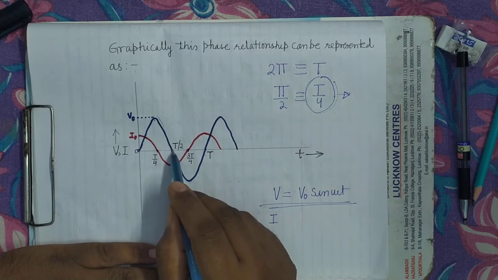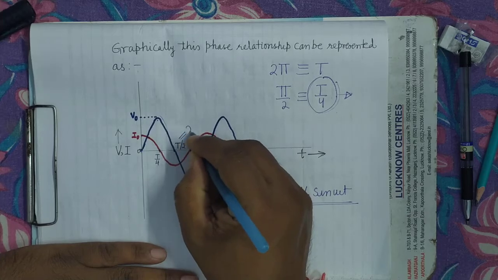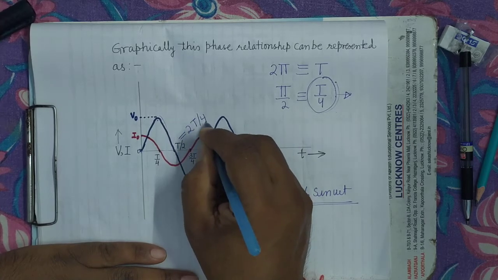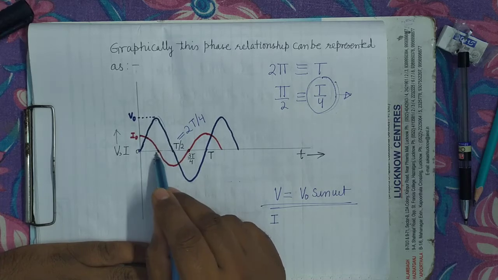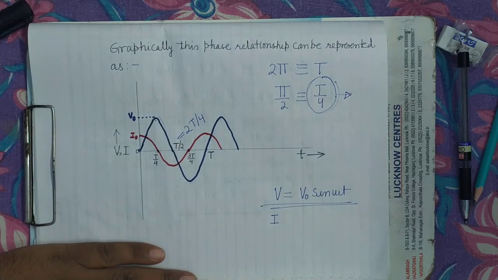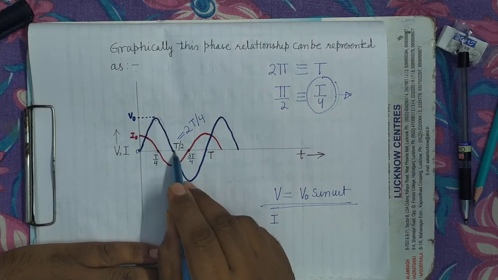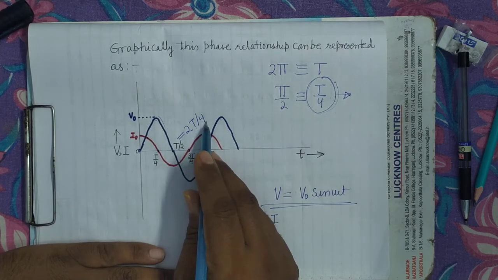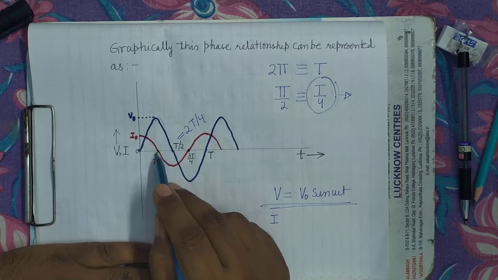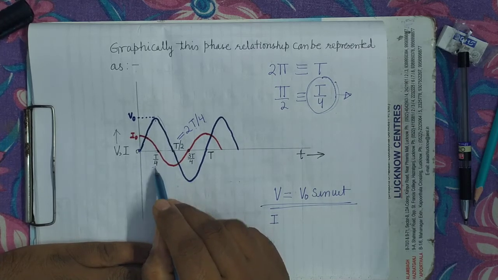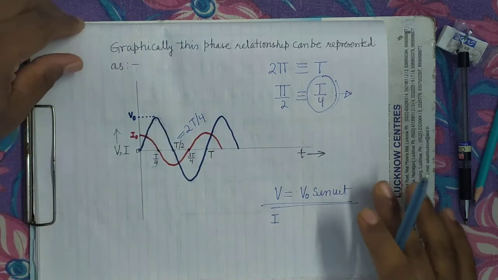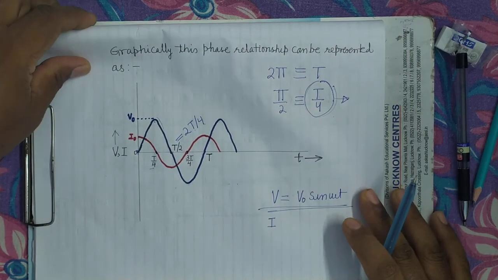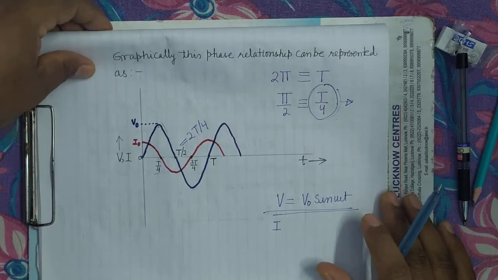Voltage becomes 0 at 2 times of T by 4. Current will become 0 at T by 4. Means how much time earlier? T by 4. It's clear. Voltage reverses direction at time 2 into T by 4. Current will reverse the direction at time T by 4. Means T by 4 time earlier than the voltage. It is clear. So this is the graphical representation.